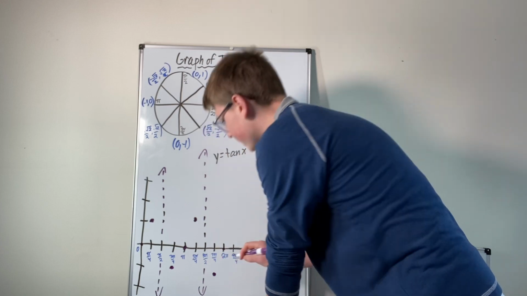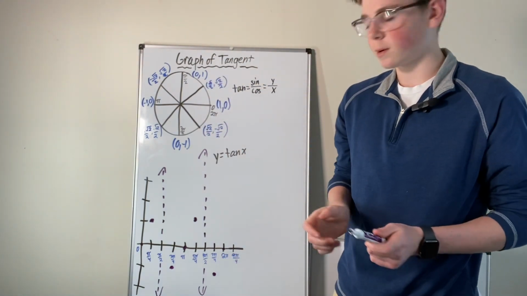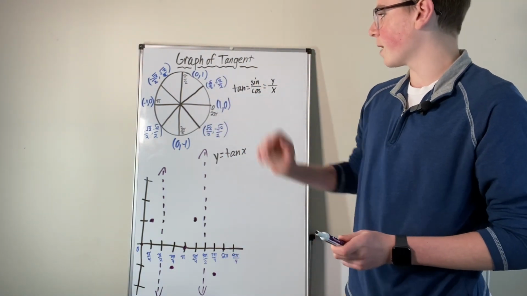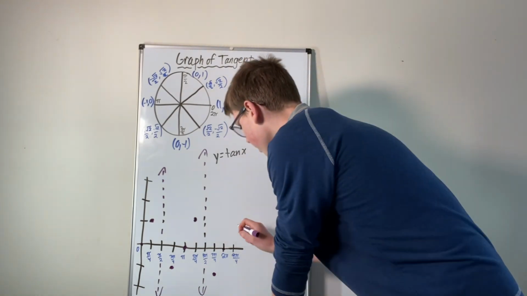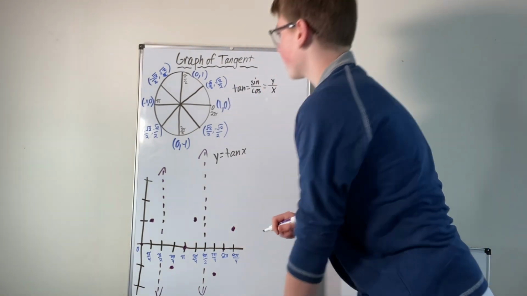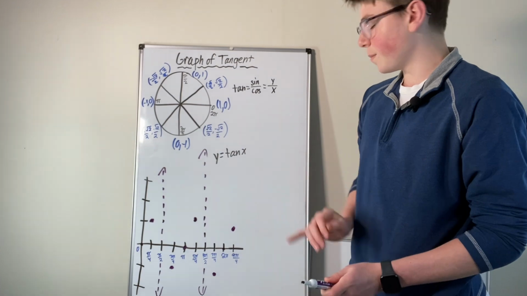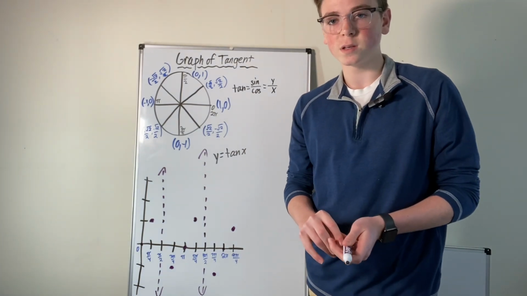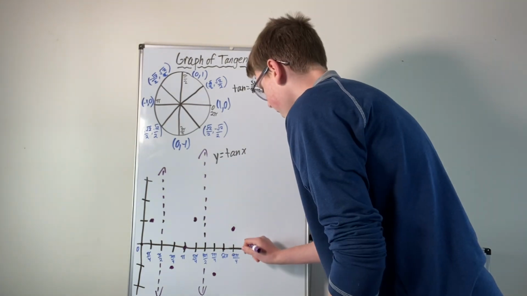And then you could keep going because this is periodic. So if we did 9 pi over 4, it'd be 1 again. And then if you went even further and said 10 pi over 4, which is 5 pi over 2, you would get another asymptote.